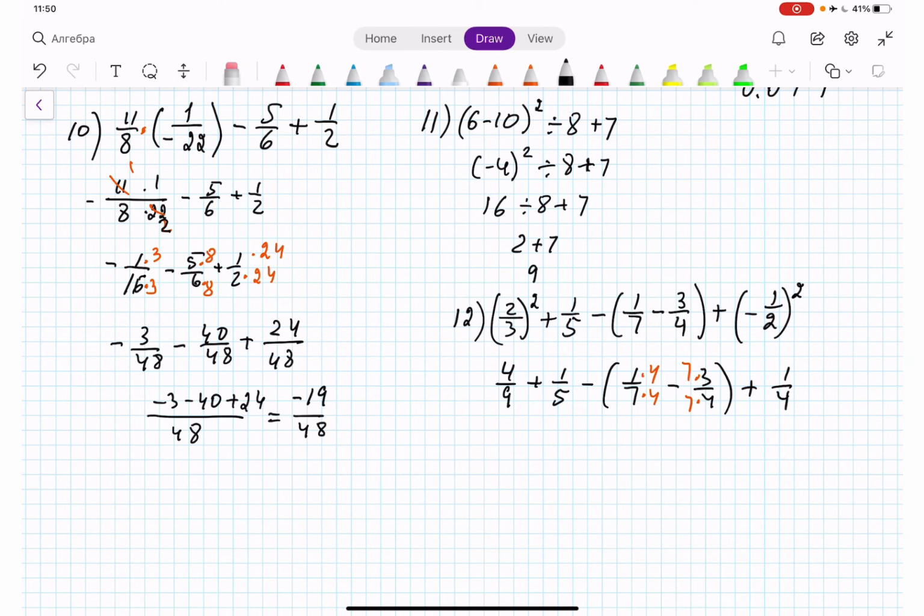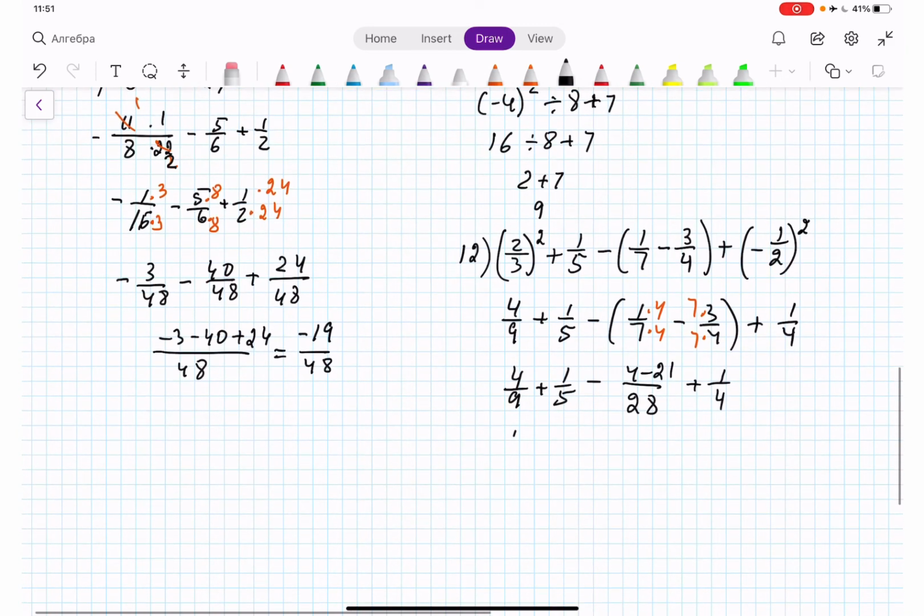And we are getting 4/9 plus 1/5 minus, here it's going to be 28 as the common denominator, 4 minus 21, and plus 1/4. I'm going to clear this third fraction and then bring everything to a common denominator. 4 minus 21 is going to be negative 17. With this negative in front of the fraction, it's going to be positive 17/28 and plus 1/4.